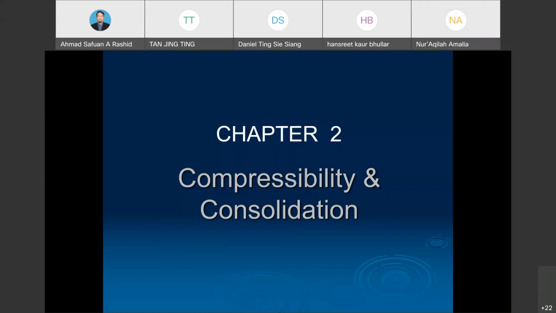Okay. So this compressibility and consolidation is very important, because you need to determine what will be the value of the settlement. From there, you may know whether your building caters for the SLS limits.